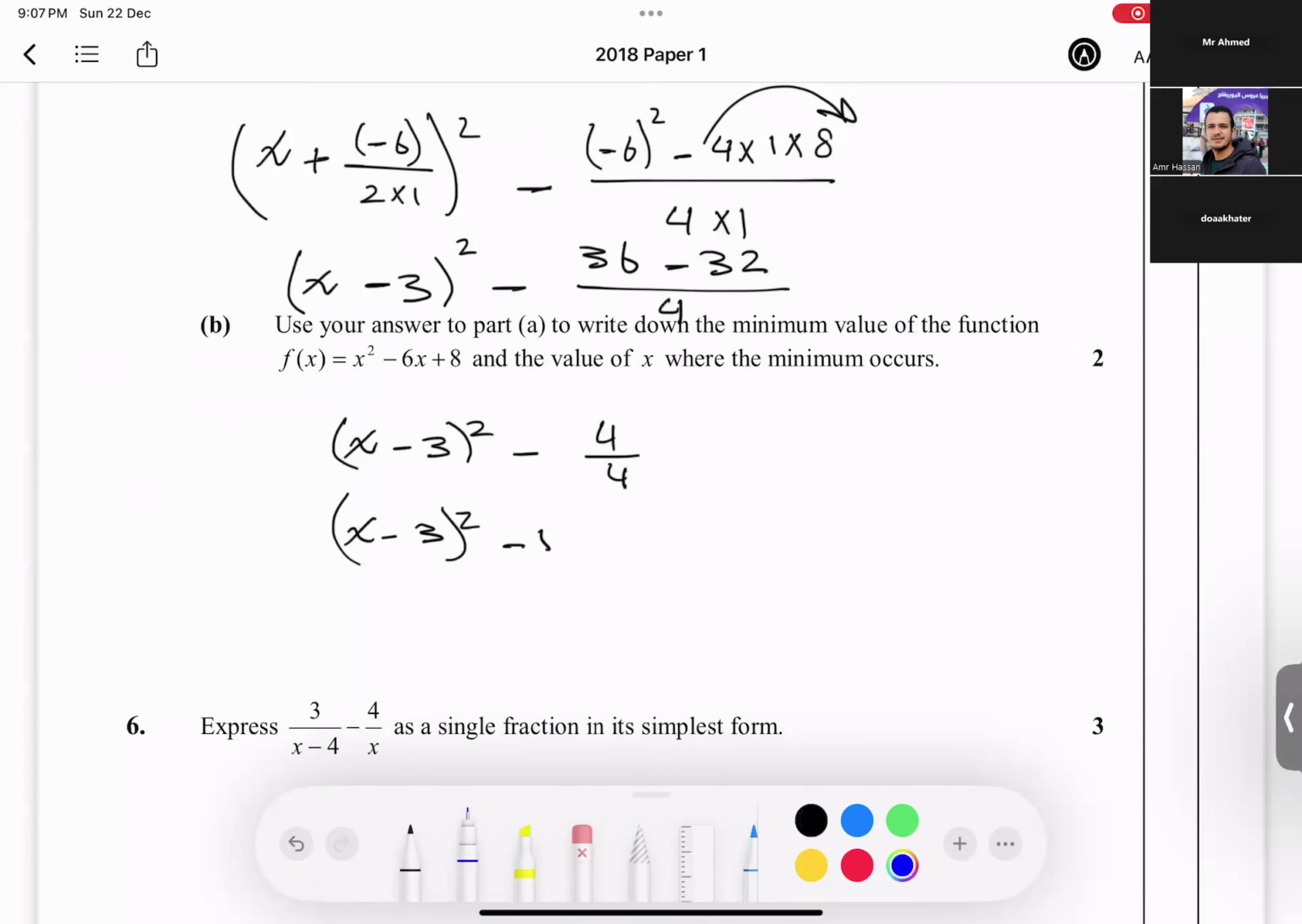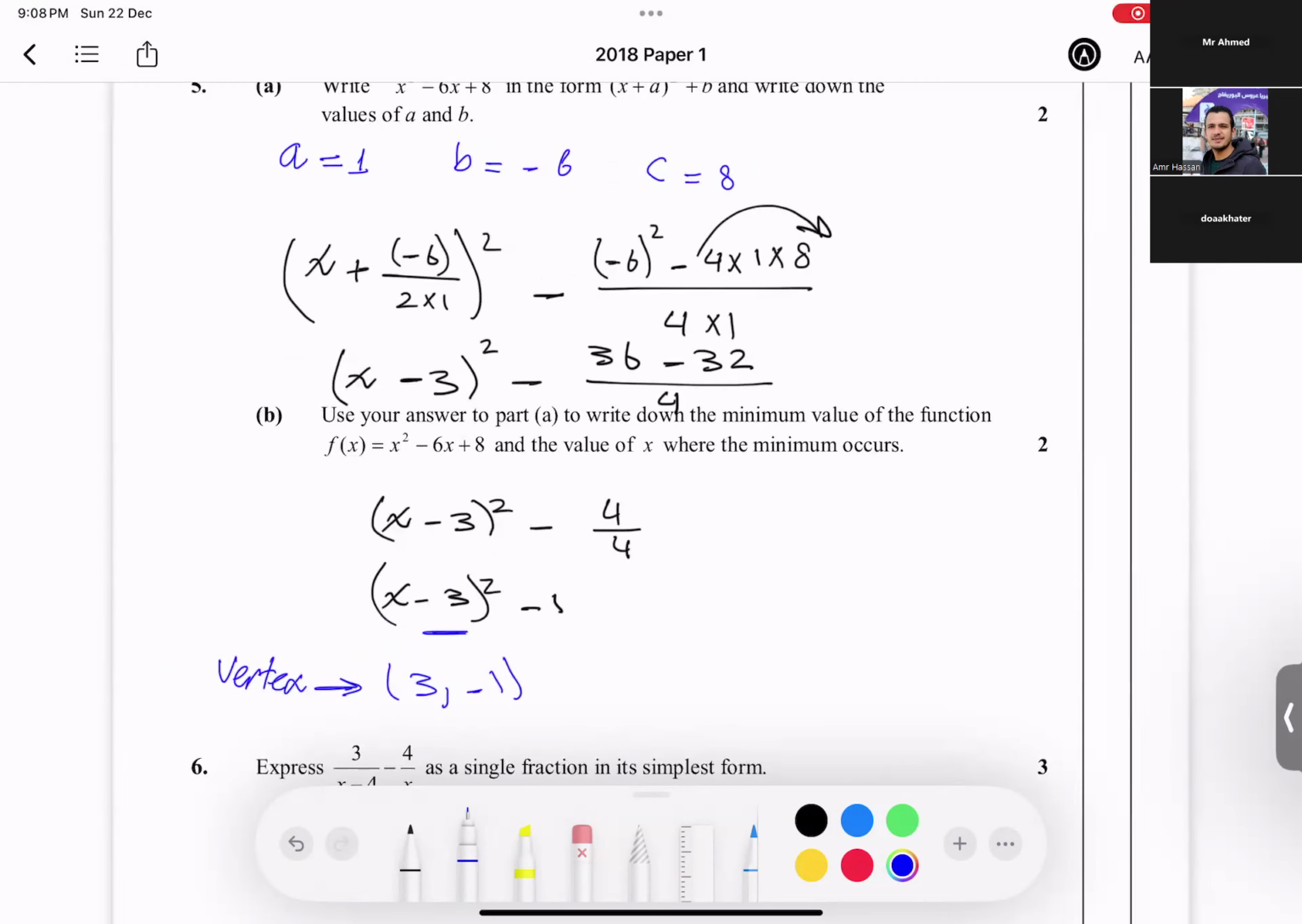Can you tell me how could I get the vertex? Change. Change, keep. So it's going to be 3 and negative 1, right? Yeah.